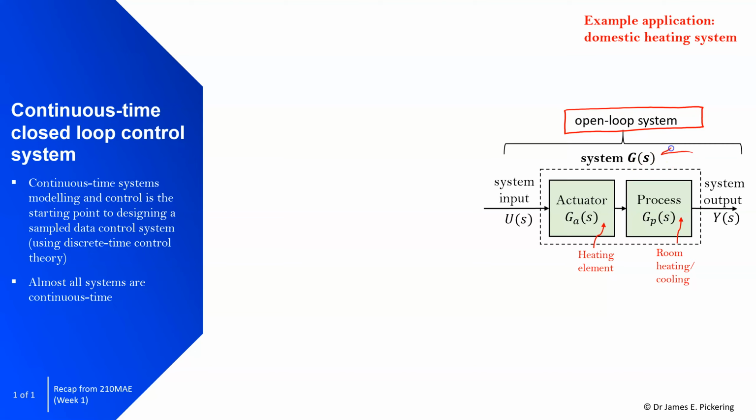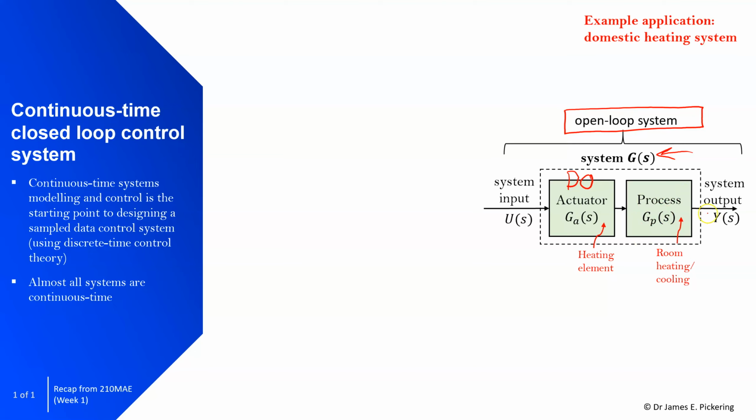The normal notation we use is G of S when we're in continuous time. So we've undertaken the Laplace transformation. You can see here the system contains an actuator. The actuator, I'm going to say, enables us to make change to the process. So what does it look like? So it looks like this.